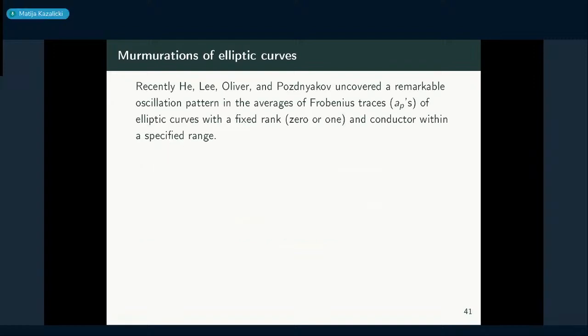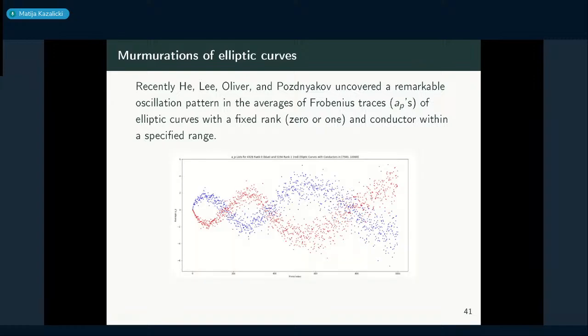Now I will mention a recent result of He, Lee, Oliver, and Pozdnyakov. They uncovered a remarkable oscillation pattern in the averages of these APs of elliptic curves with a fixed rank. In their paper, this was rank 0 and 1, and conductor within a specified range. To explain these findings, I'll show you this graph from their paper.